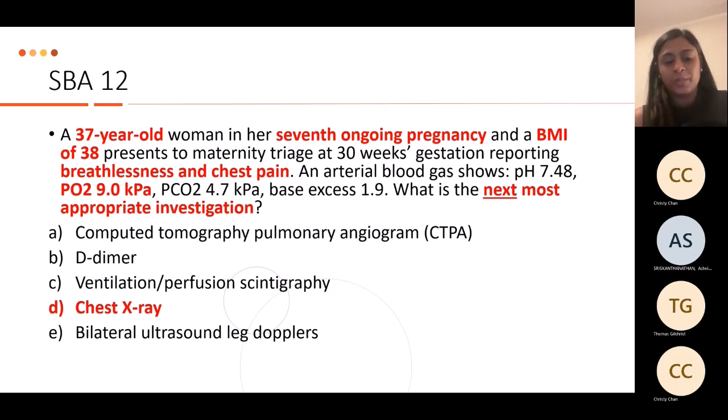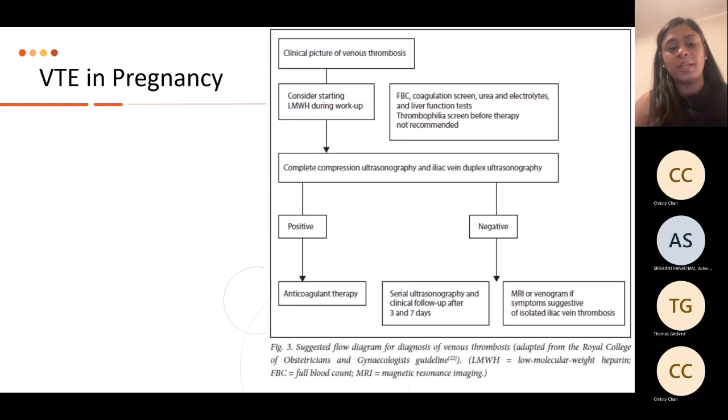D-dimer would be raised in pregnancy, so it's absolutely useless in this case. And bilateral ultrasound leg Dopplers are useful in trying to identify clots. So sometimes what we would do is, if this woman were to come in, we're still suspecting a PE, the chest x-ray is normal, we might try and do ultrasound leg Dopplers at this stage to see if we can find a clot. If the clot is present in the leg Dopplers, then we don't need to proceed with higher radiation procedures like a VQ scan or a CTPA, because we would effectively still be treating with treatment dose low molecular weight heparin.